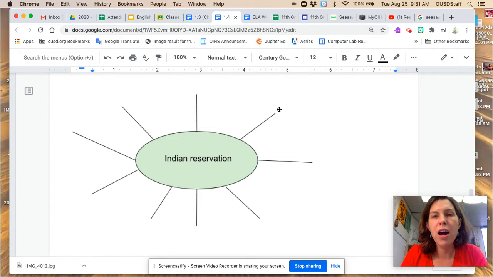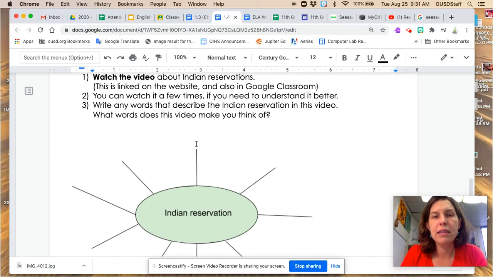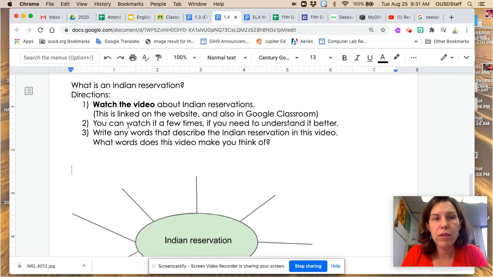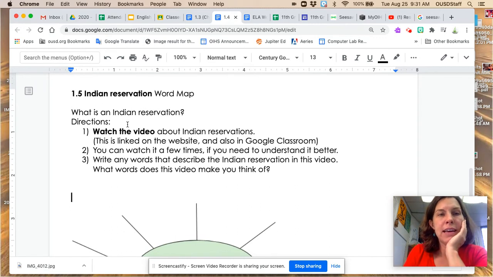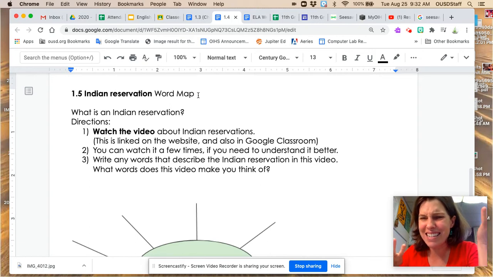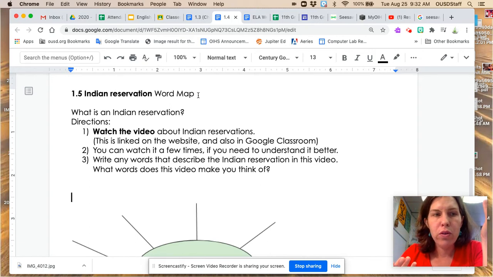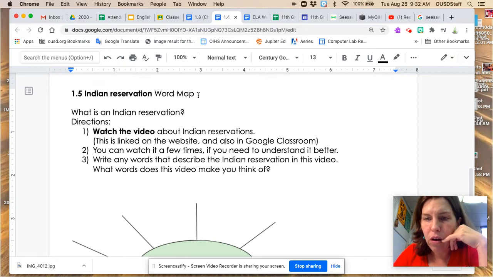So your job here is going to be to watch a video first, right? Let's read the directions. It says Indian reservation word map. I know a lot of students don't know what an Indian reservation is. So there is a video that tells you a little bit about what an Indian reservation is. It gives you some ideas about what it is. So you can watch the video in Google Classroom. It's on YouTube. Or you can also click on the link to watch the video.